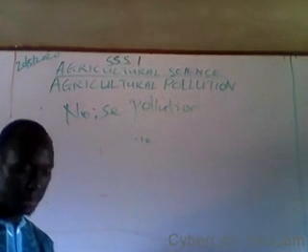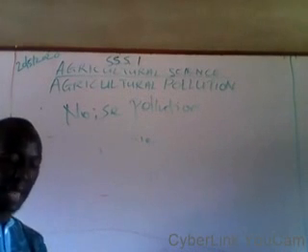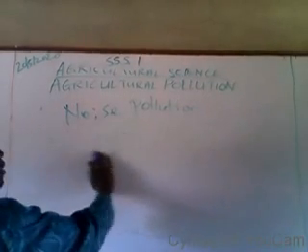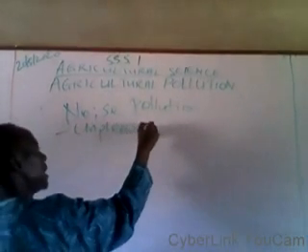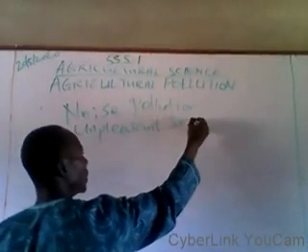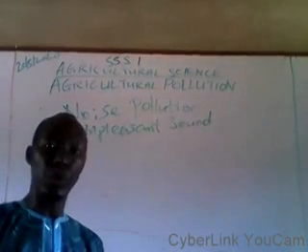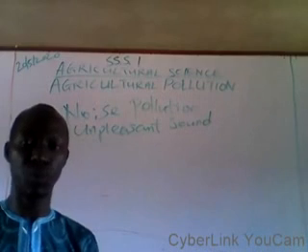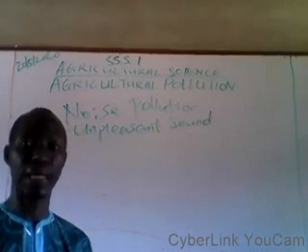Examples of noise pollutants, their sources, effects, and control. Here, the noise pollutant is majorly unpleasant sound. Any sound that is unpleasant will cause pollution, because to the hearer it will be very displeasing. You will not like it.